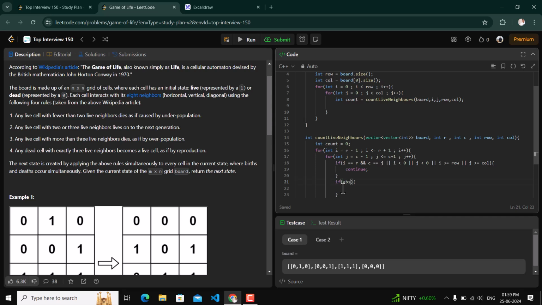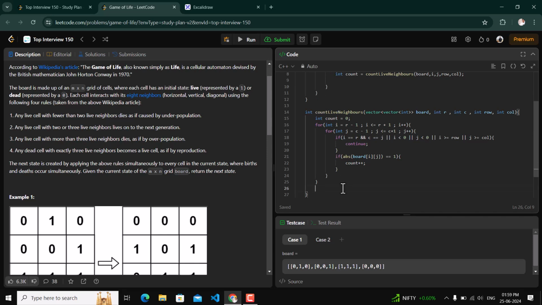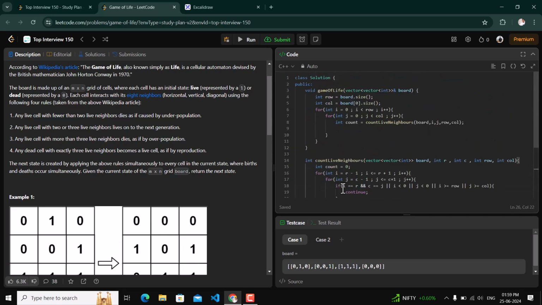So the absolute value of board of i comma j is equal to 1. Okay, so we will increment the count, and at the end we will return count. So from this function, we will get the value of count.